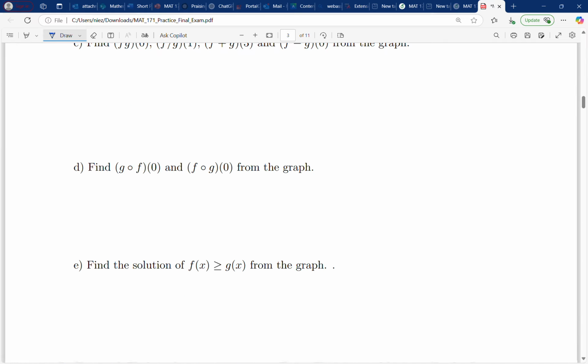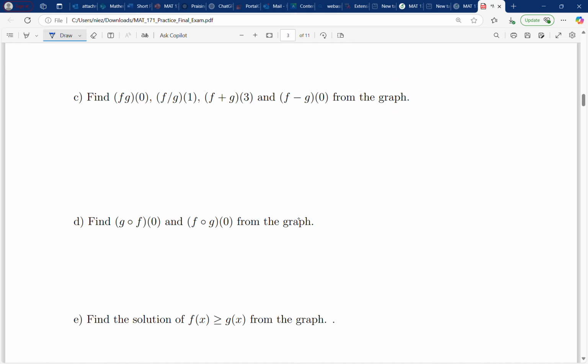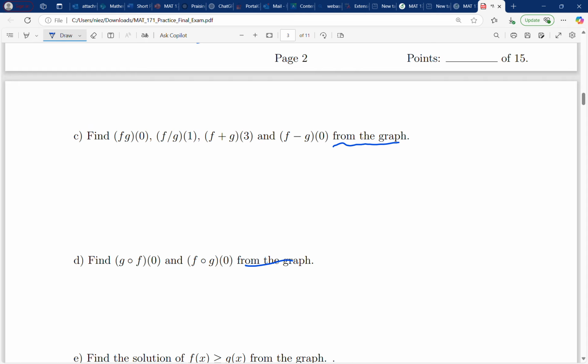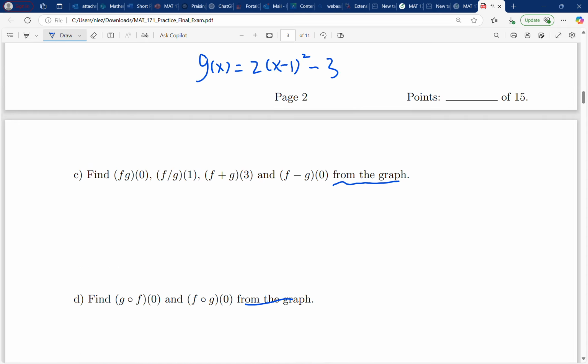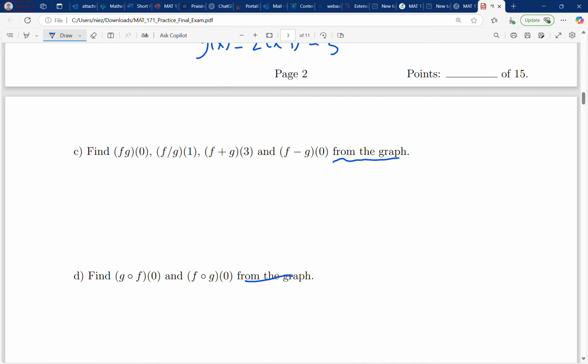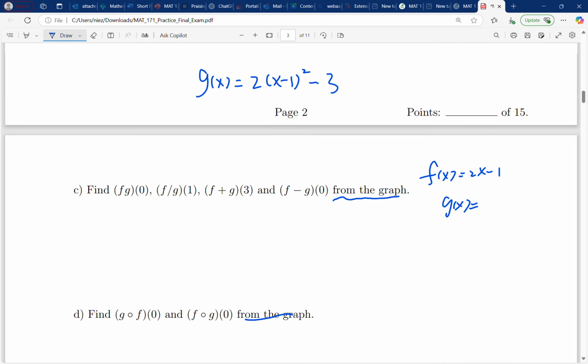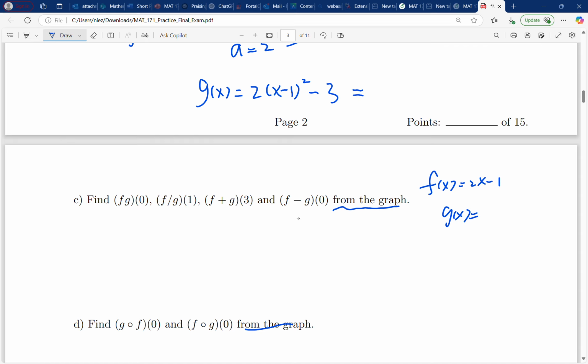You see C, D, E. I kind of gave you a reminder from the graph: find this from the graph. Some students did it algebraically, since you already found the functions. We already found f of x equal to 2x minus 1 and g of x equal to 2 times x minus 1 squared minus 3. Some of you converted it to the general form, so you get 2x squared minus 2x, and then what is that? Minus 1?